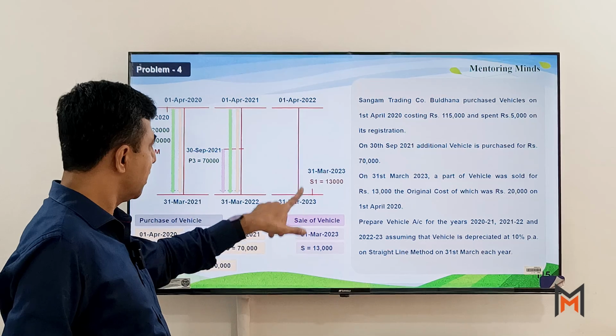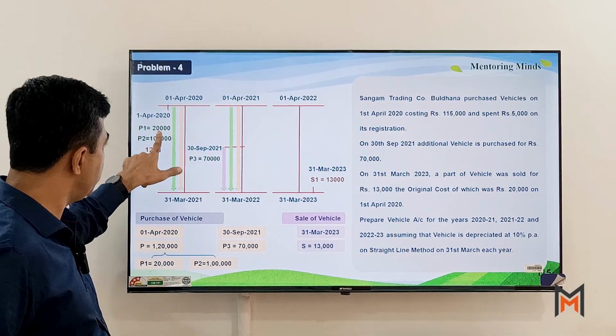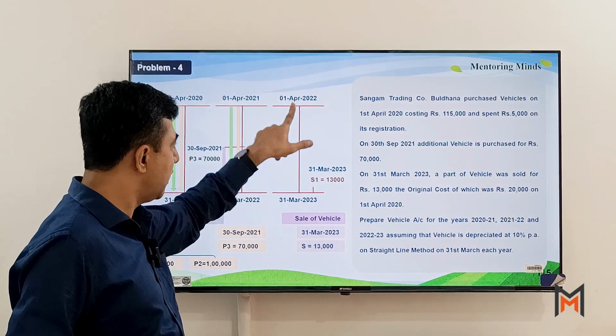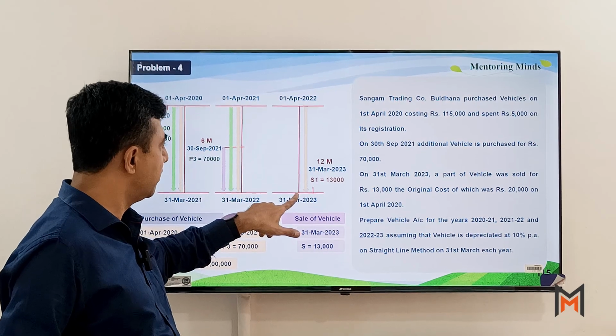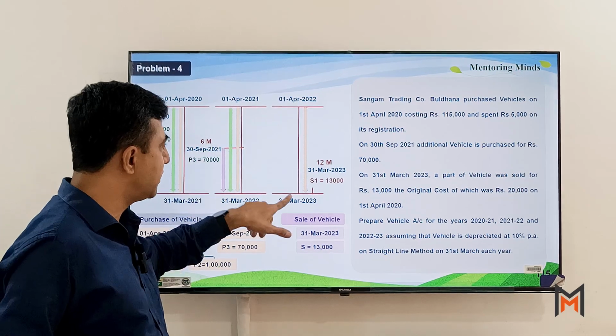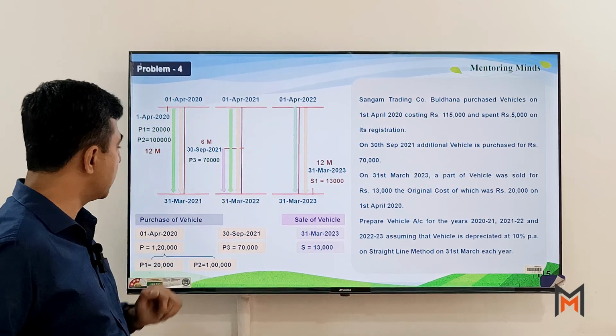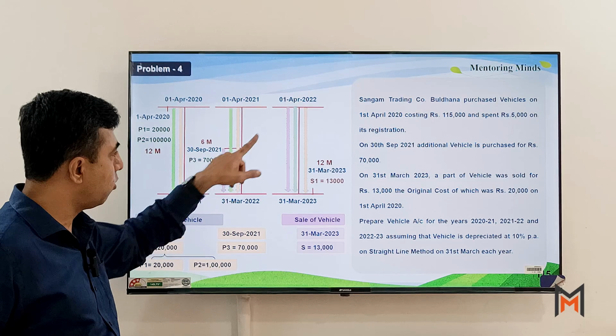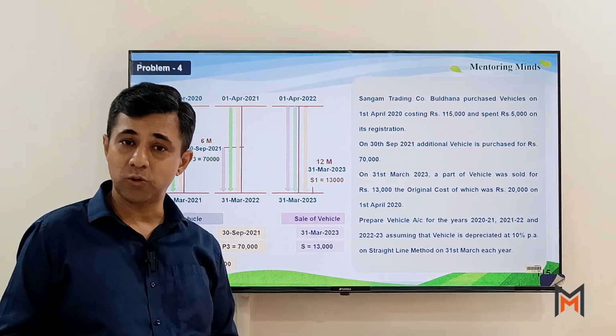See, in the third year, the first machine, this is the machine we sold, but we utilize this machine for the entire 12 months. The second asset of 1 lakh we are utilizing for 12 months, and the third asset, that is 70,000, we are also utilizing for 12 months.